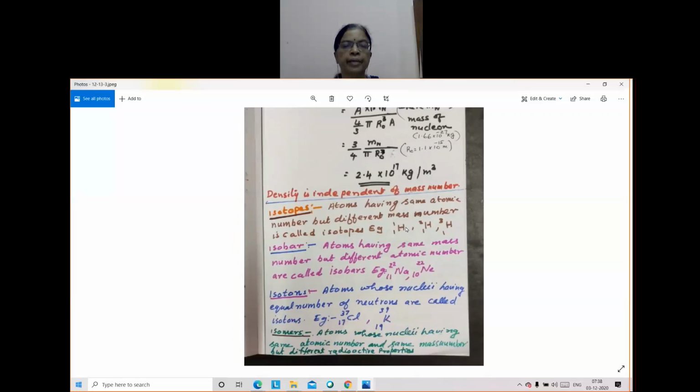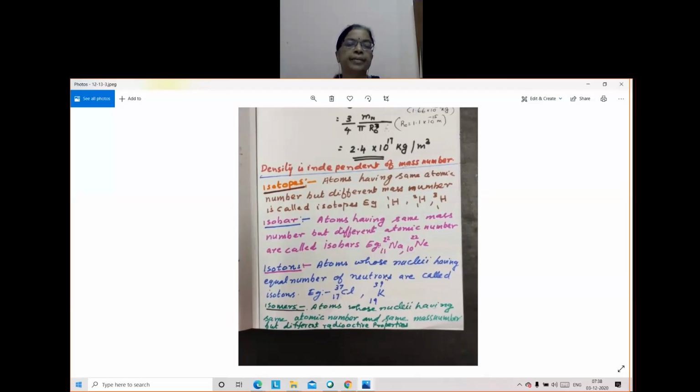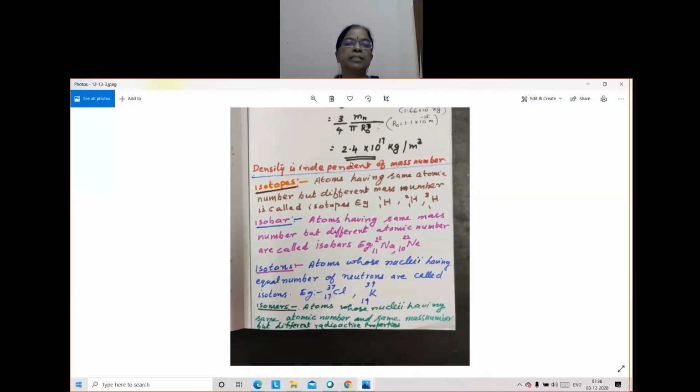Okay. Will the density change from nuclei to nuclei? No, nucleus density is the same. Understand? Density is independent of mass number. Okay. Next one, isotope. What is meant by isotope?